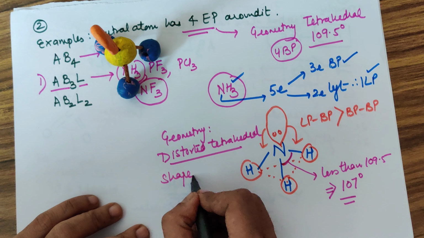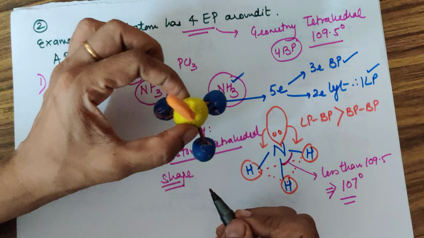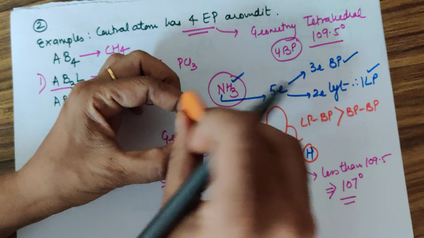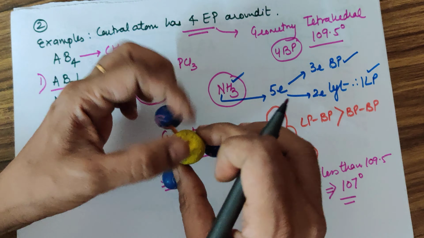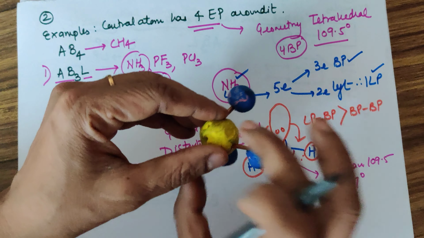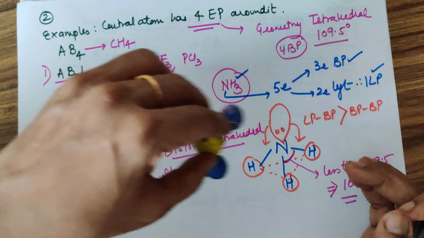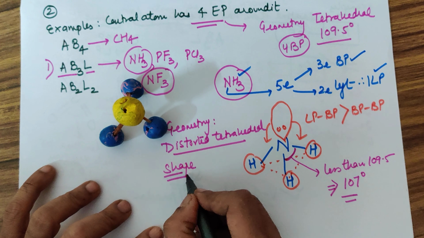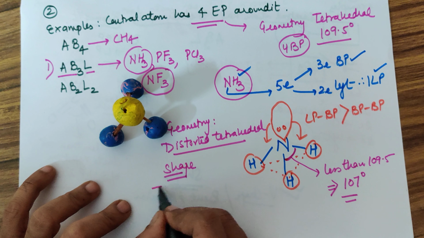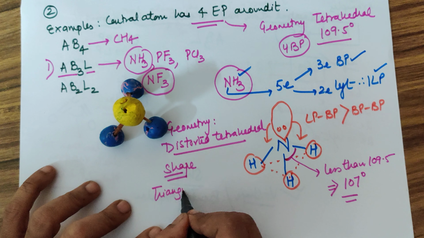Now, when I talk about the shape, as I already said, for the shape you do not take into account the lone pair. So without the lone pair, what is the shape like? The shape is like a triangular pyramidal. So we call the shape triangular pyramidal.